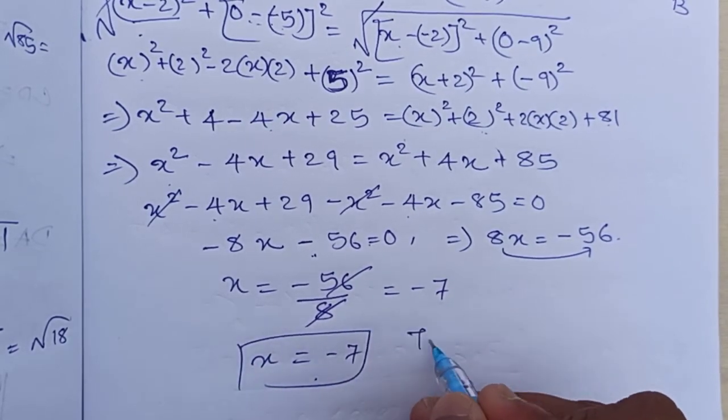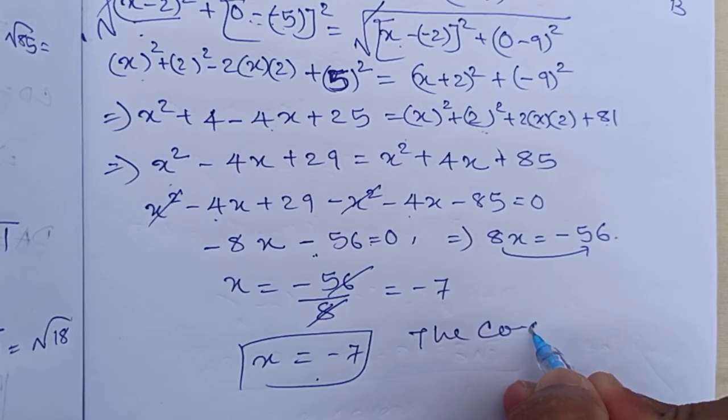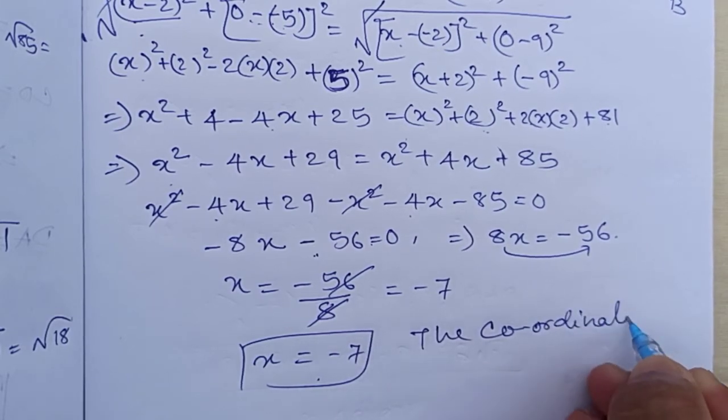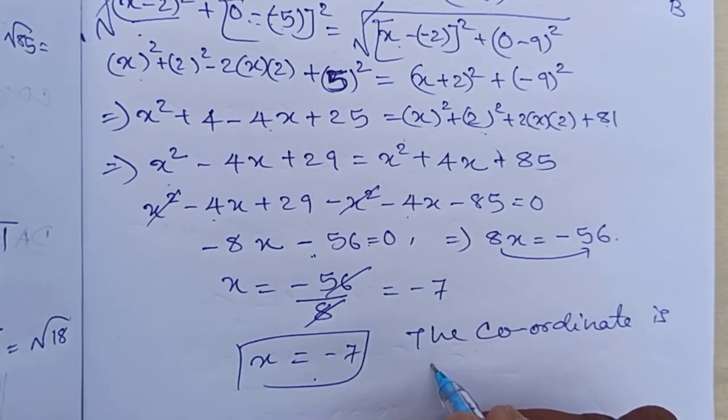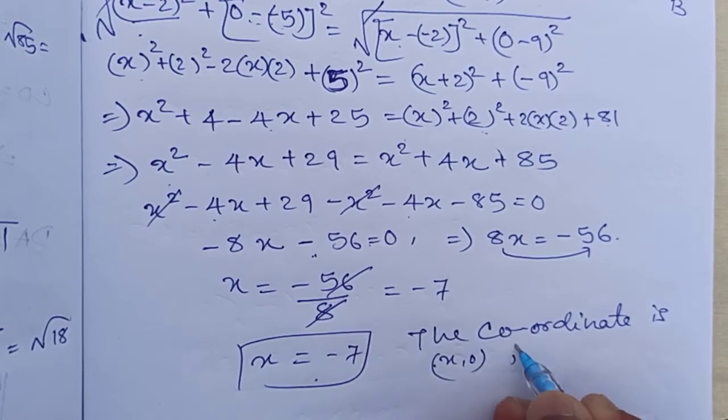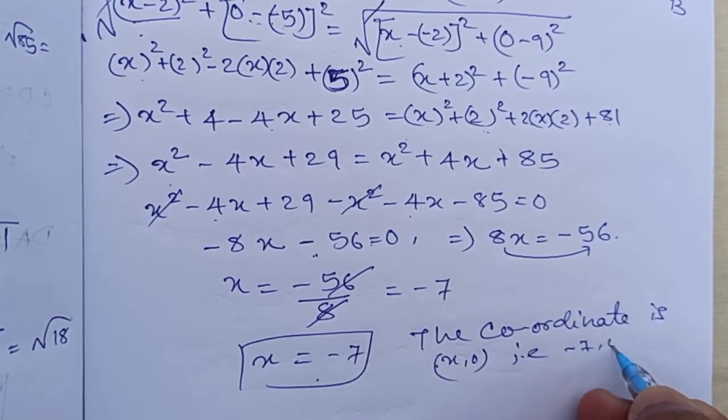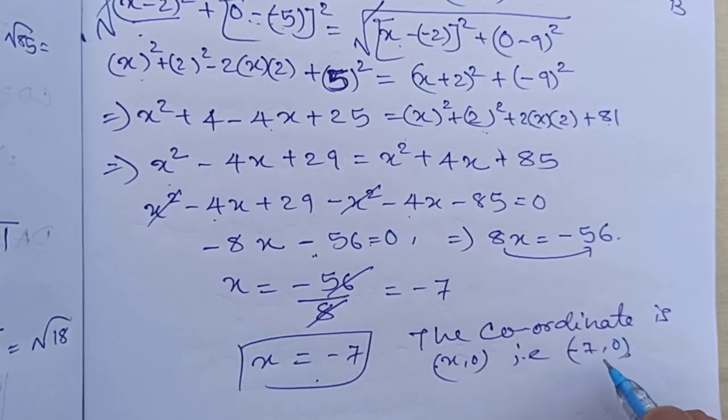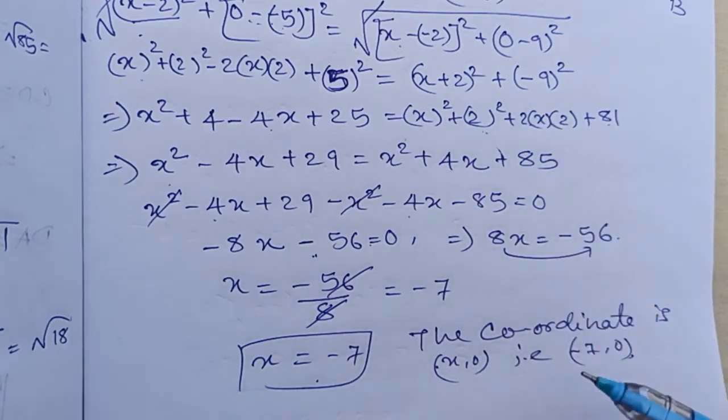So the coordinate is (x, 0), that is (minus 7, 0). This coordinate is equidistant from A and B.